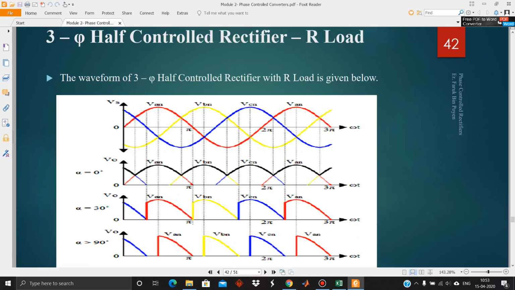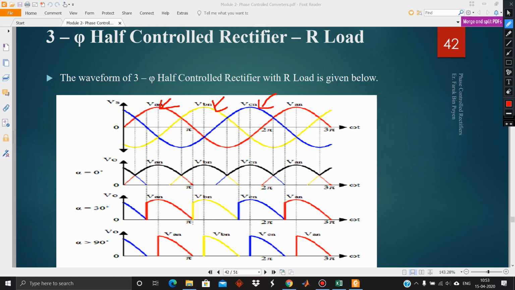So this is the waveform. First, this is a three-phase waveform that has to be drawn like this. Each of the phases is shown by a different color. Like the VAN, this particular voltage is denoted by red color. If you see, this is VAN. This is VBN, which is denoted by yellow, and VCN, that is denoted by blue. So for different firing angles, you can see that the output voltages are drawn.